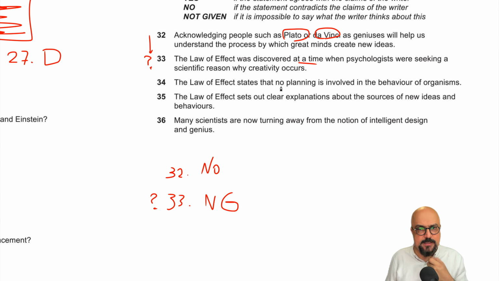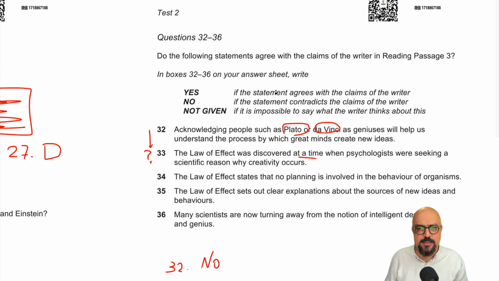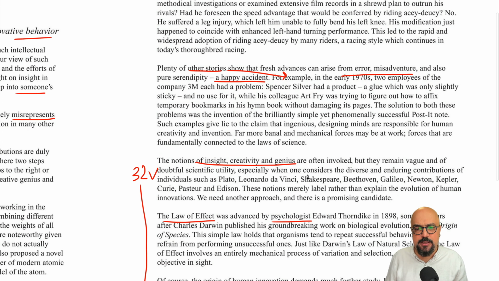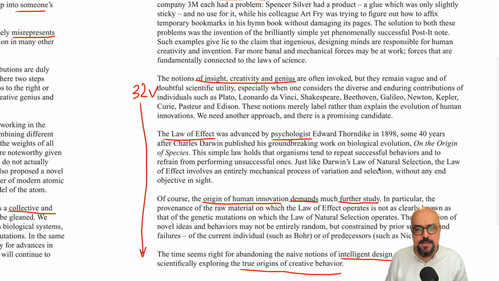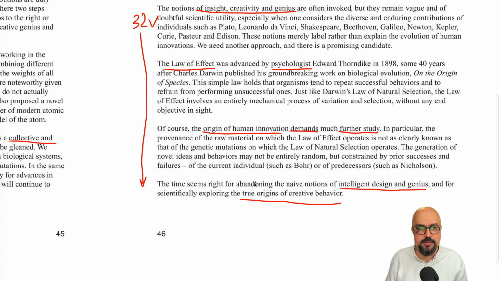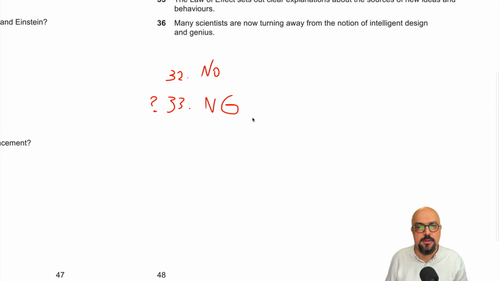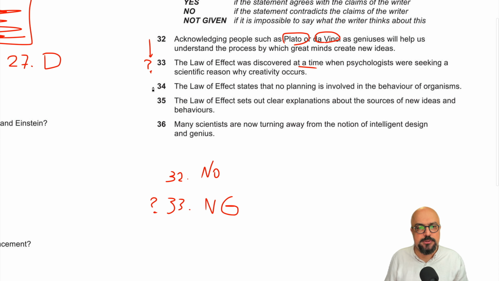So the line says that no planning is involved. Yeah, this is true. There's no planning. There's no end objective. Let's look at that again. No planning, and here it says without any end objective in sight. So there's no planning involved in that. So this is 34, and 34 is yes.